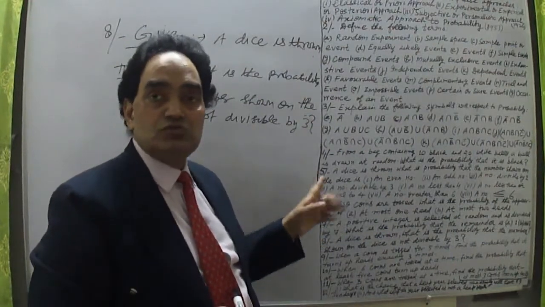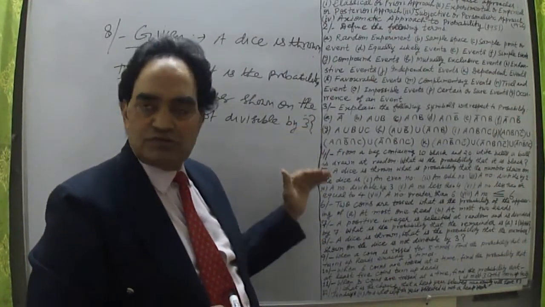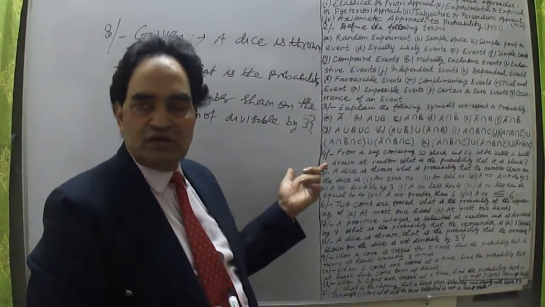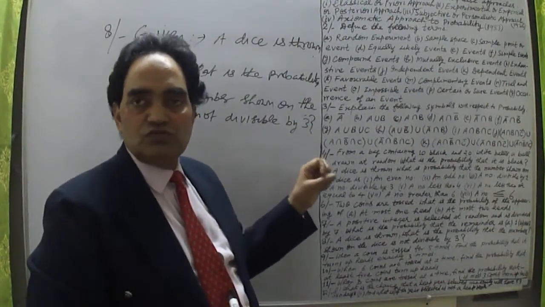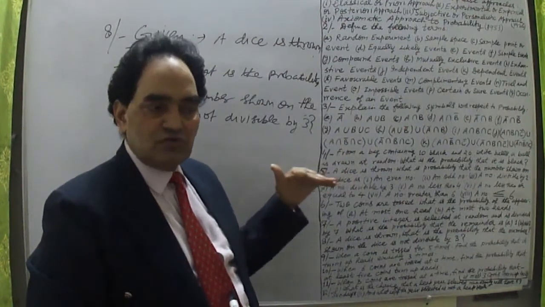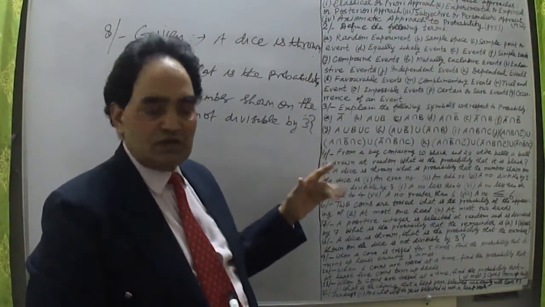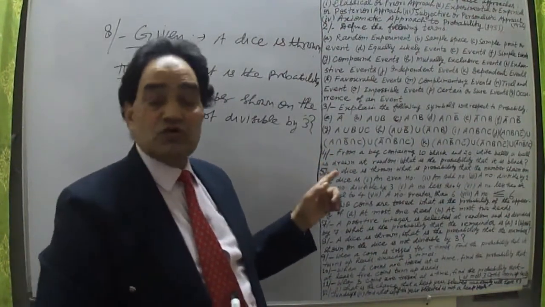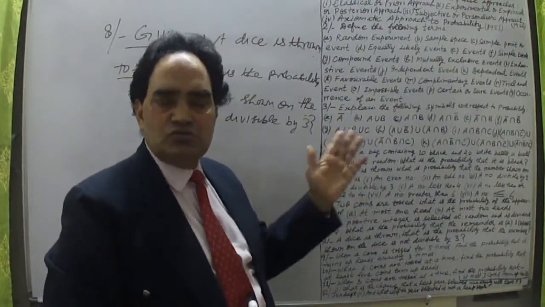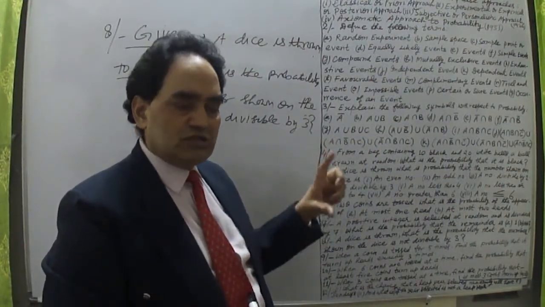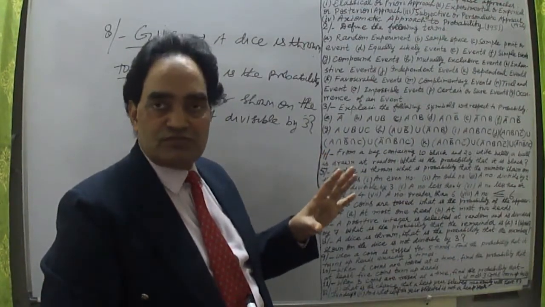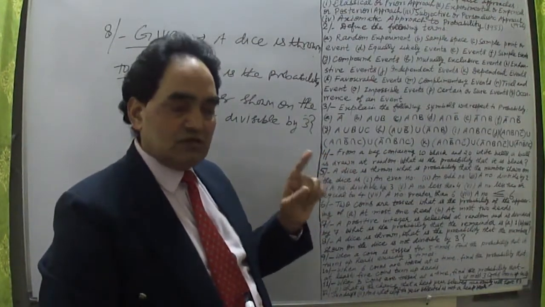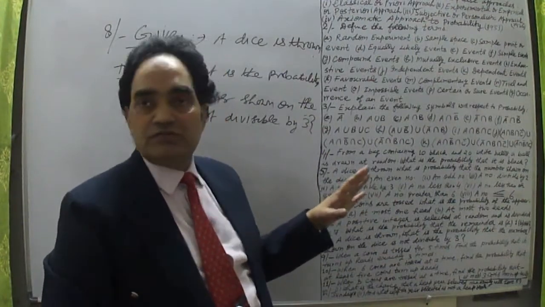We can do this in 2 ways. Either 4 upon 6, which is 2 by 3, is the answer, because the favorable cases are 4 only: 1, 2, 4 and 5. These 4 numbers are not divisible by 3; 3 and 6 are divisible by 3. Or 2 upon 6, which is 1 by 3, is the probability of the numbers which are divisible by 3.